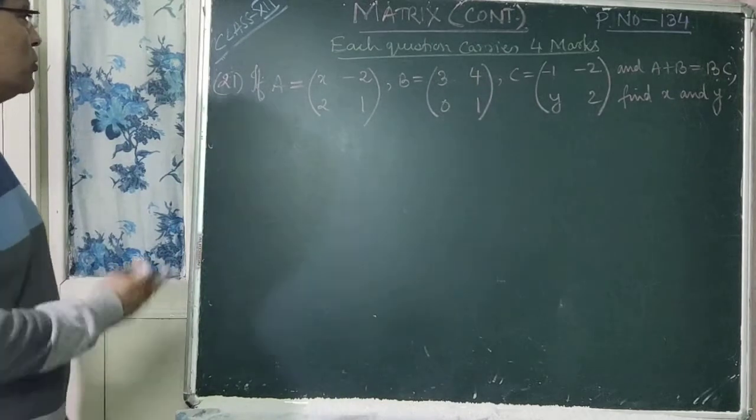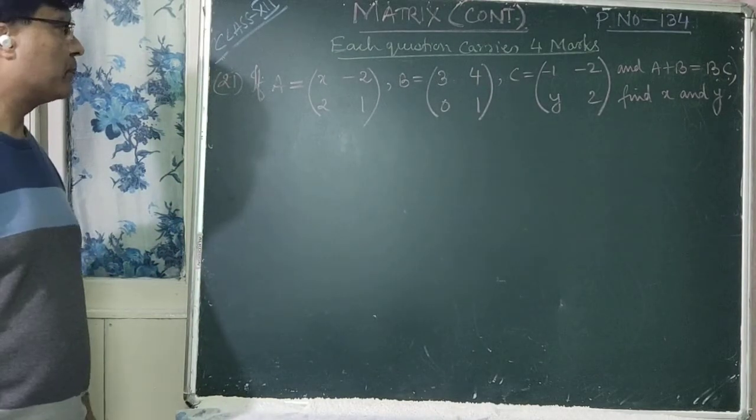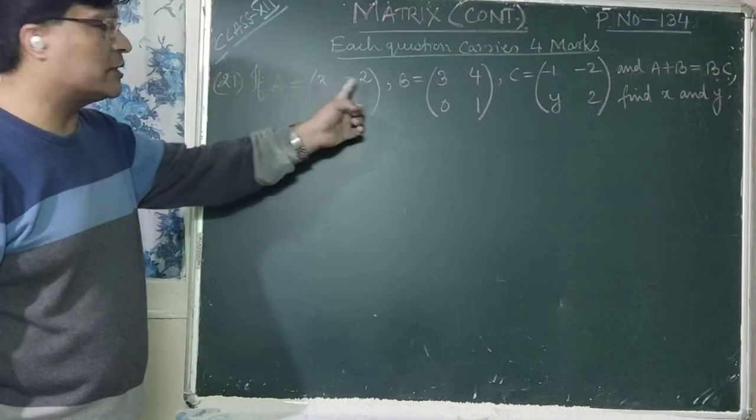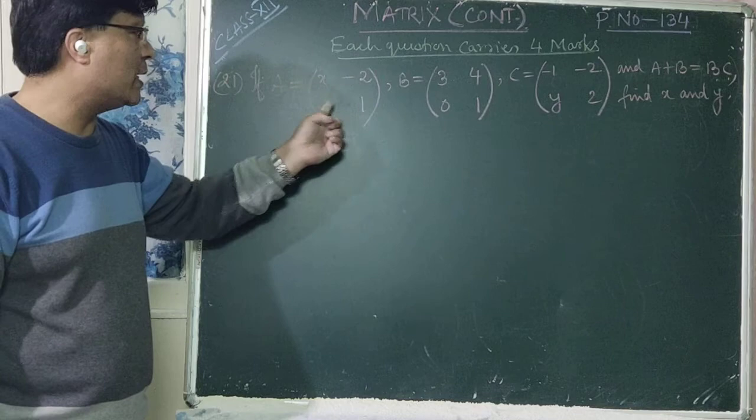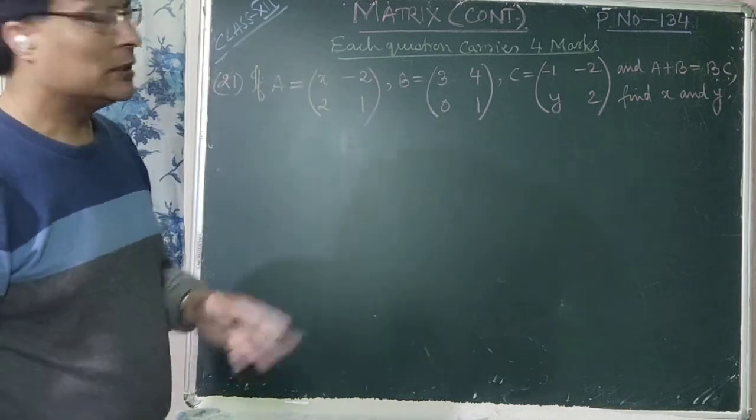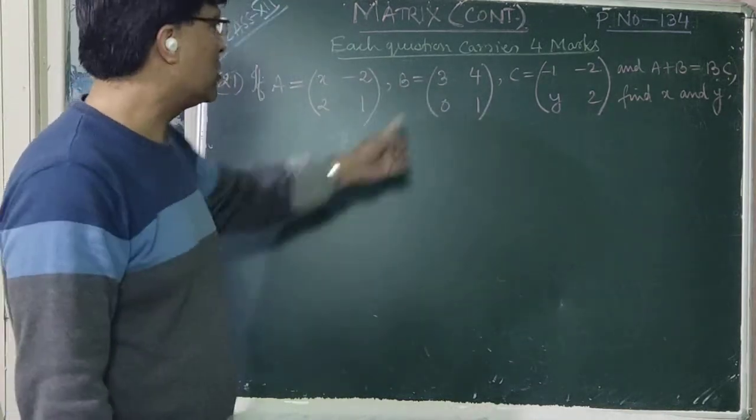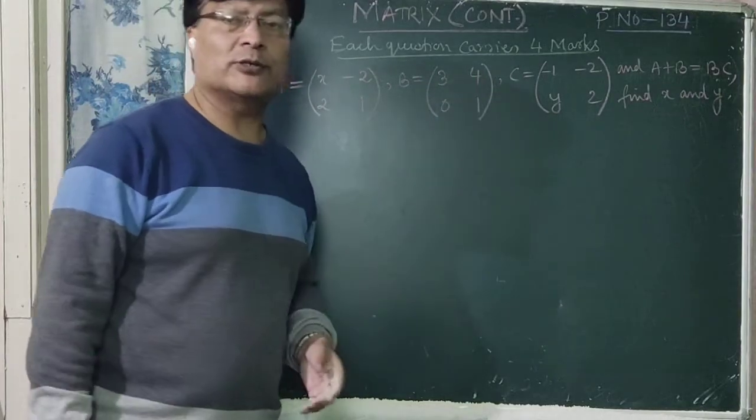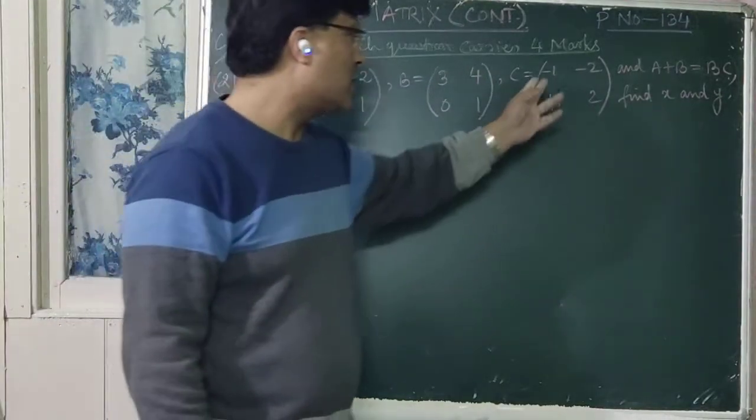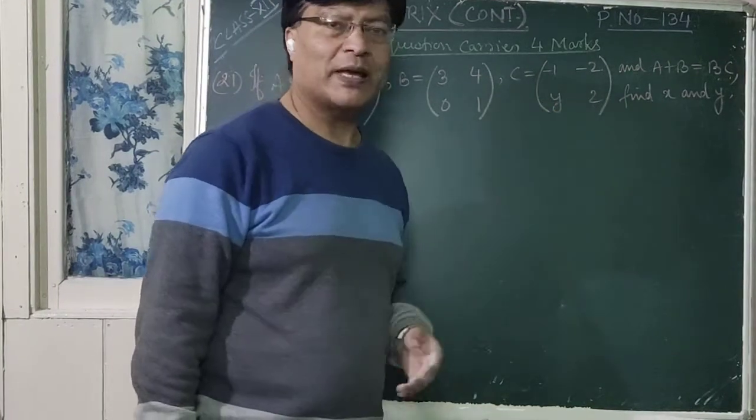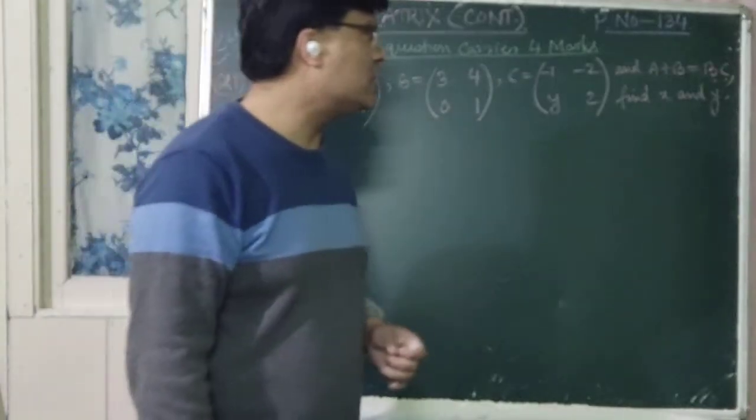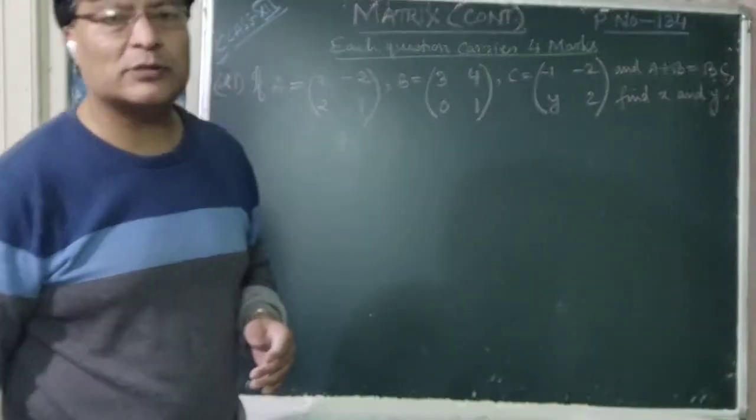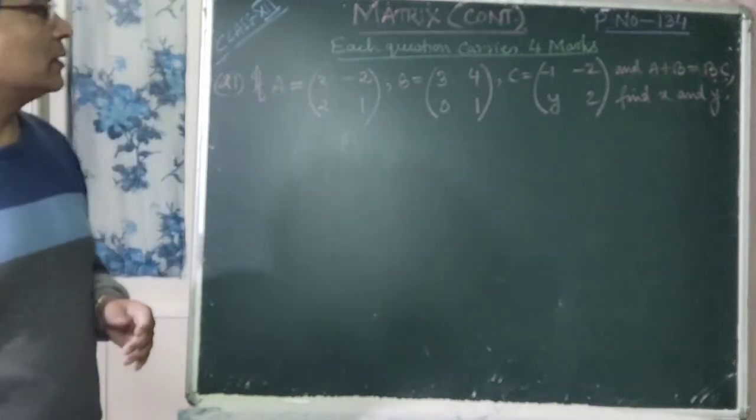Now, we will do the next question, that is question number 21. If A is equal to, this is also a second order matrix, 2 rows and 2 columns, x minus 2, 2 and 1. B is also a second order matrix, 2 rows and 2 columns, 3, 4, 0, 1, and C is also a second order matrix, that is minus 1, minus 2, y, 2. And also an equation is given out there, that is A plus B is equal to BC. So you have to find out x and y. Right? So let's do this problem.